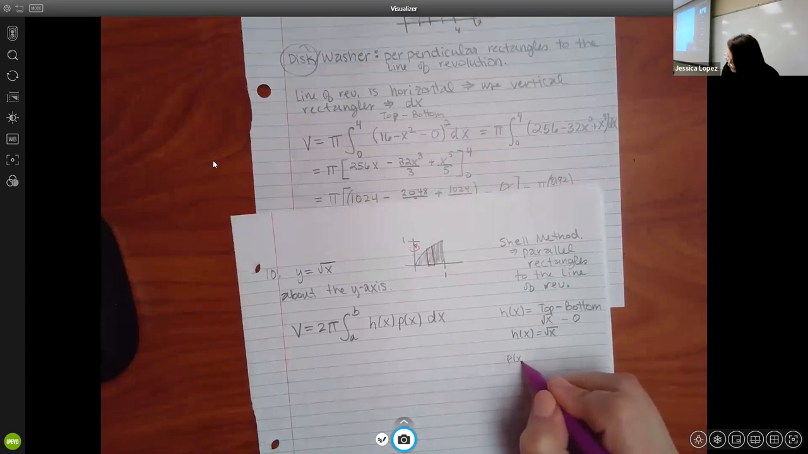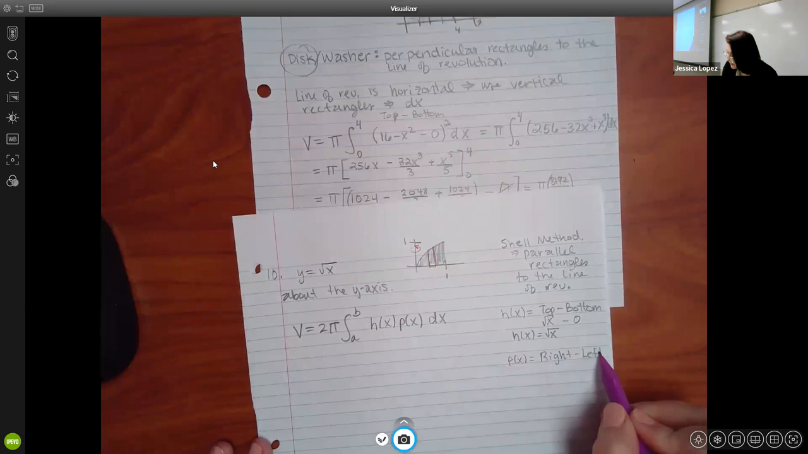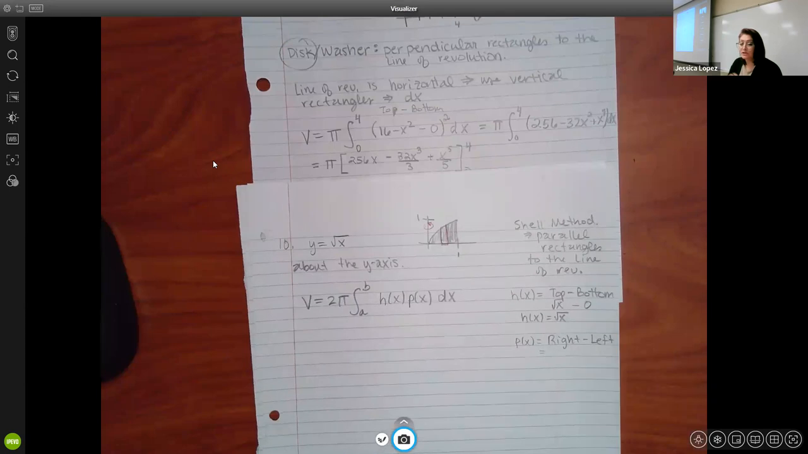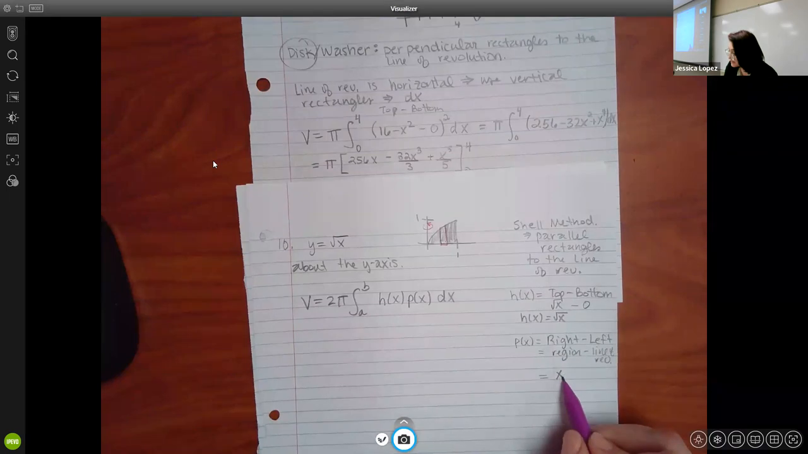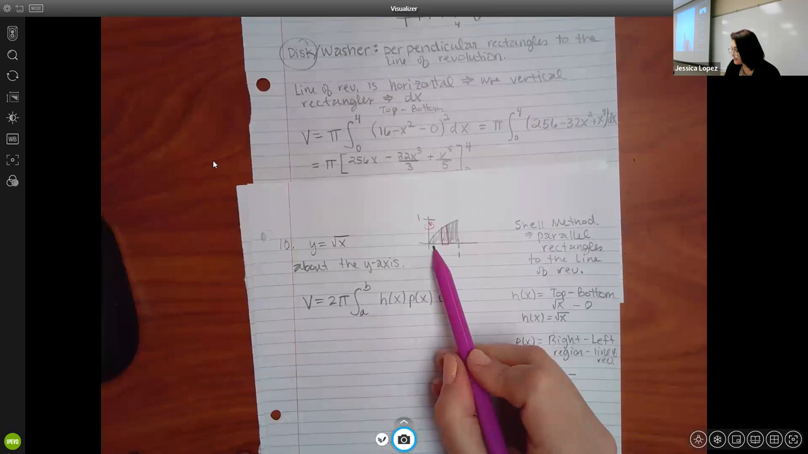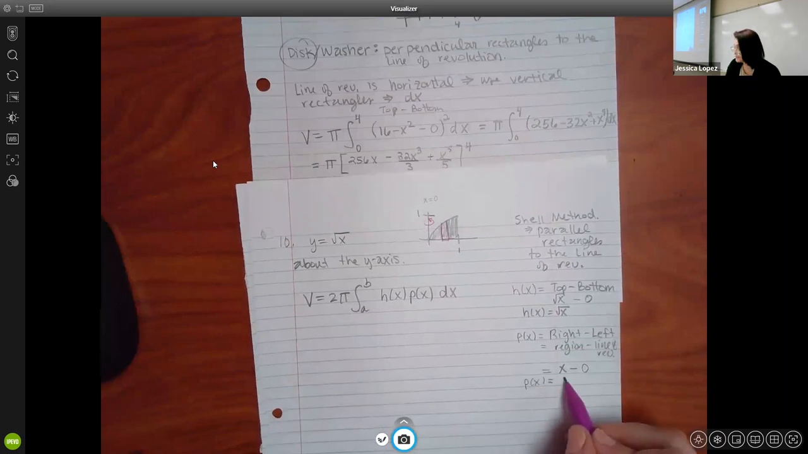Rho is a little bit different. For rho, if we already did top minus bottom, the only one left is right minus left. And you're not talking about the function, you're talking about the region versus the line of revolution, okay? So is my region or my line of revolution on the right? Who's on the right? The region, right? The shaded stuff is to the right of that little arrow, right? So then this means I'm going to have to do the region minus the line of revolution. So for the region, you just use the variable x. For the line of revolution, you use the actual value. But if this is the line of revolution, what is the equation? Isn't it x equals zero? So this would just be zero. So then for rho of x, we're just using x minus zero, which is just x.